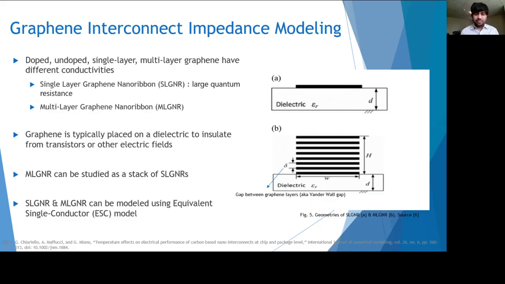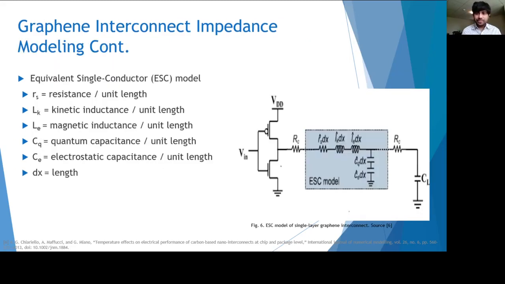But here are the geometries of SLGNR and MLGNR. SLGNR is single-layer graphene nanoribbon, MLGNR multi-layer graphene nanoribbon. Okay, so figure 6 shows the model. The interconnect is the ESC model. The interconnect is being driven by an inverter and the load, and it has a load CL.